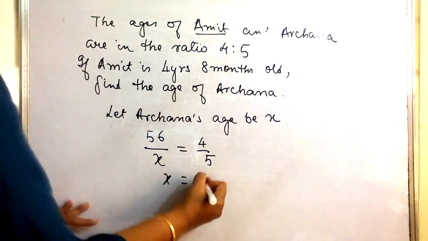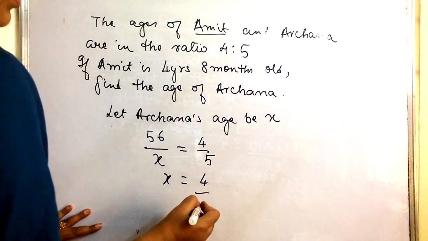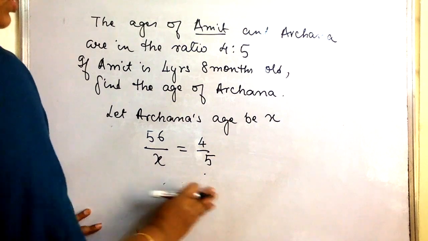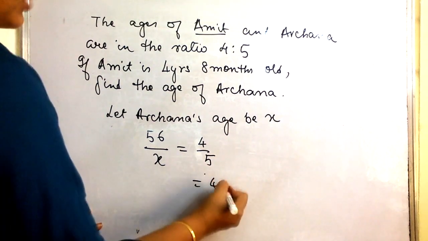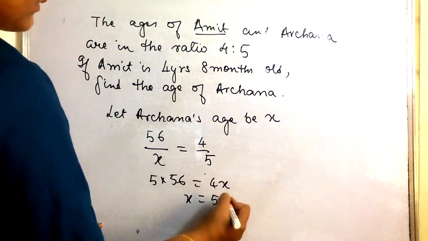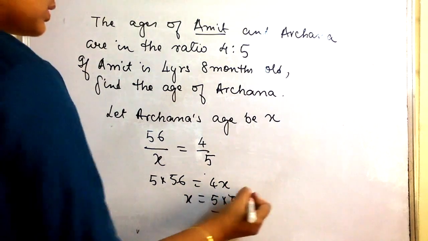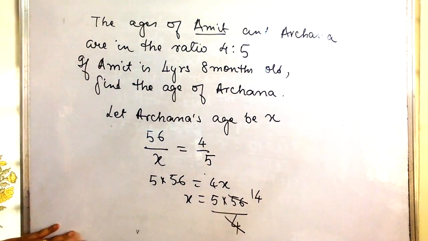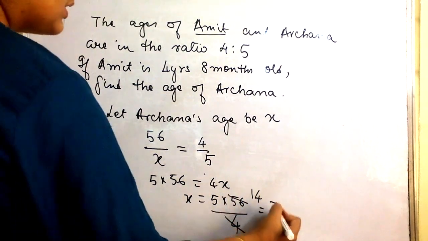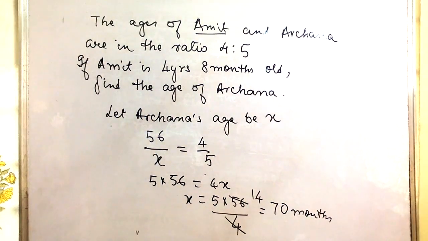Okay, so we can write it as 4x is equal to 5 into 56. x is equal to 5 into 56 by 4. Okay, so 4 into 14 is 56, so this is 14. So now it is 70 months. That's not the end of the story. We'll continue. Okay, so 70 months is how many years? We'll have to get that.